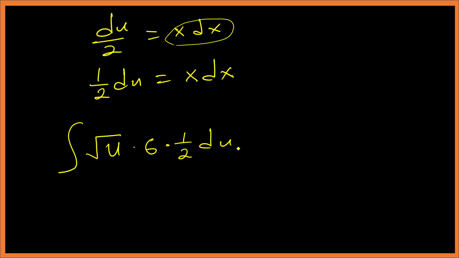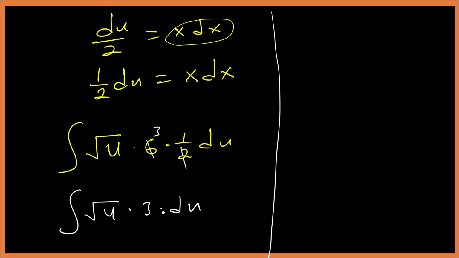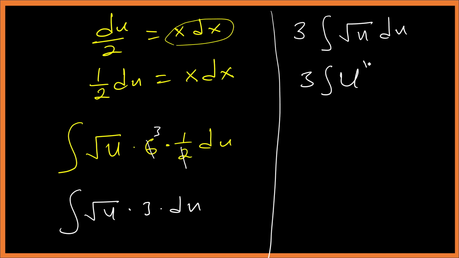Now from here we can do cancellation: 2 into 6 gives 3. So we have the integral of square root of u times 3 du. Now you can choose to bring the 3 out. That will be 3 times the integral of square root of u du, which is the same as 3 times u raised to half du.